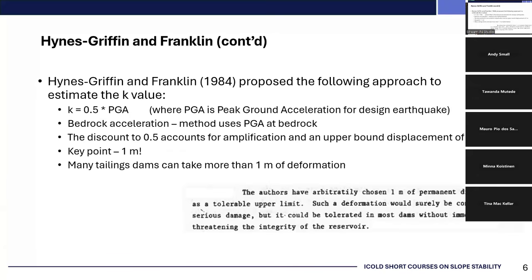So coming back to Heinz, Griffin, and Franklin, they said if you take the peak ground acceleration at the bedrock and multiply it by 0.5, put it into a stability model, and come up with a factor of safety of 1, then it would be unlikely to have more than 1 meter of deformation. And note their statement: the authors have arbitrarily chosen 1 meter of permanent displacement as a tolerable upper limit. Such a deformation would surely be considered serious damage. Well, this is water dams, not tailings dams.